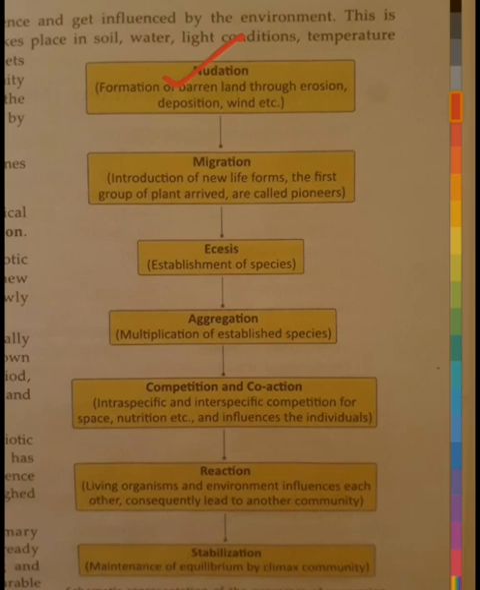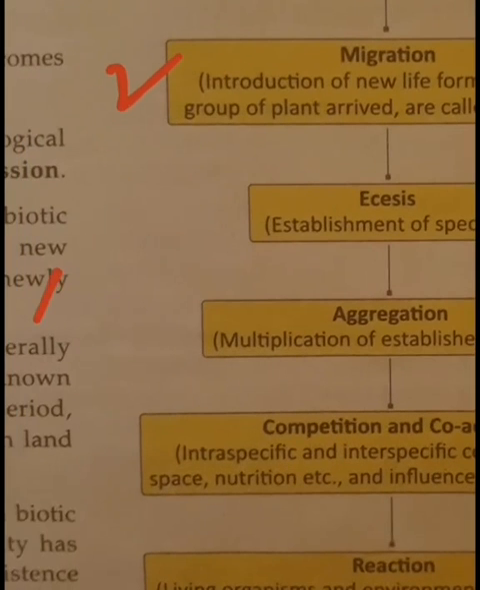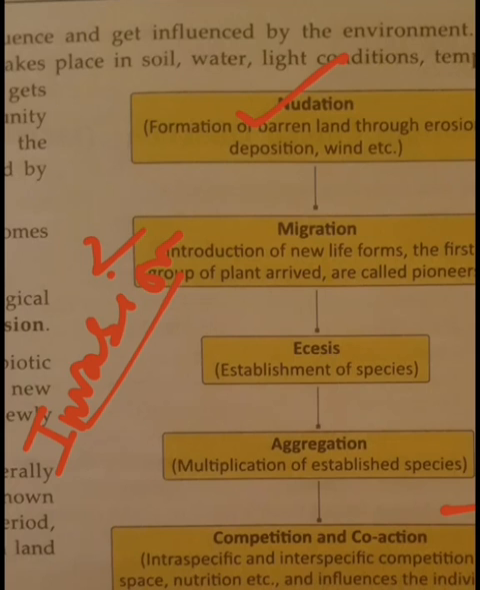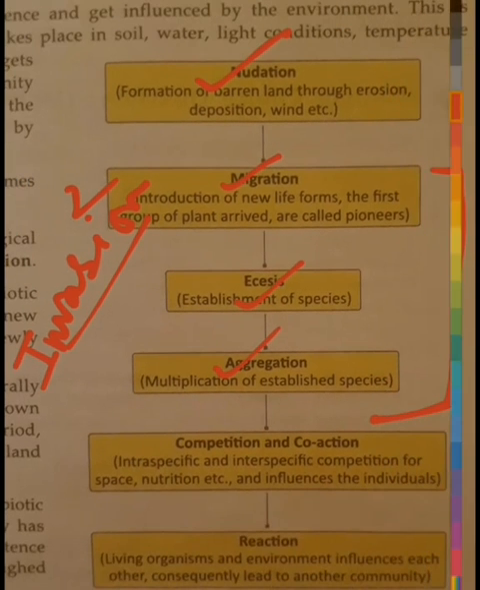Moving on to the second stage, this is migration. The second stage is migration, and these three stages are actually part of one stage known as invasion. Invasion consists of migration, ecesis, and aggregation. So you can count them as separate steps or as one step, which is known as invasion. Now invasion means successful establishment of a species in this bare area, the bare area which was formed during the first stage.